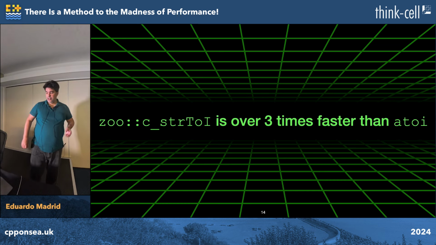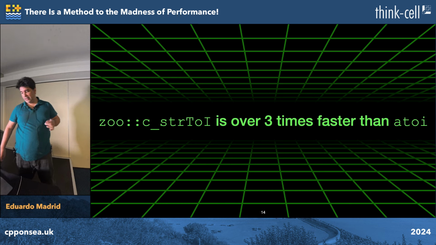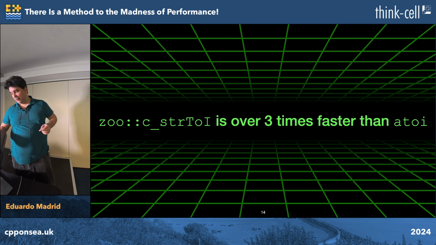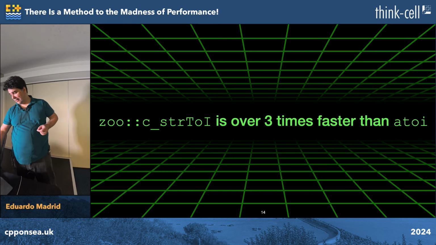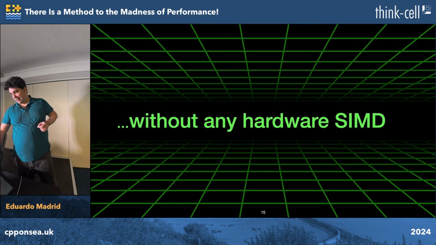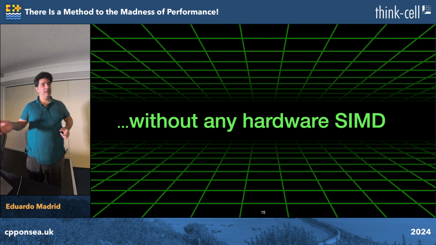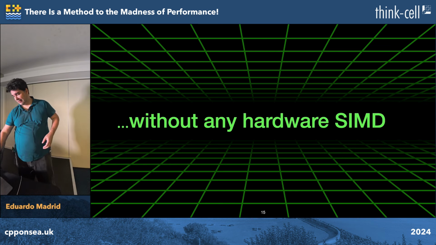So the really important part of this is that our function to convert strings to integers is over 3 times faster than the standard library implementation by glibc, atoi. Our string length function also had overall better performance. And our implementation doesn't use any hardware SIMD, and neither does the glibc implementation. So this is an apples-to-apples comparison, and we get 3 times the performance that they get.